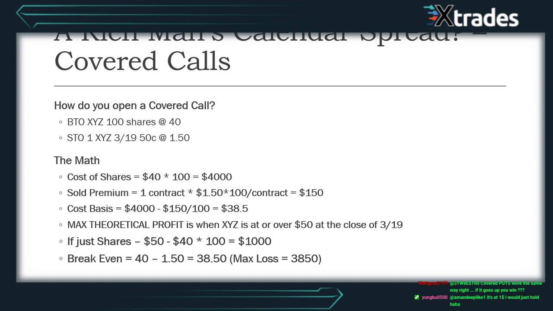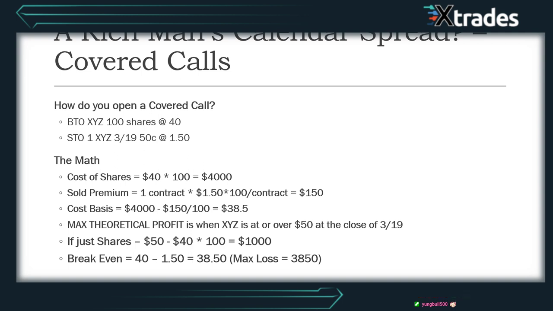So the max theoretical profit is going to be when XYZ is at or even over $50 at the close of 3/19, right? And the reason why even over is because we're already saying that we're going to sell the shares at $50 if that's in the money, right? So no matter how high it's pegged, the max profit is going to be $50 per share, and then whatever we collected on the premium.